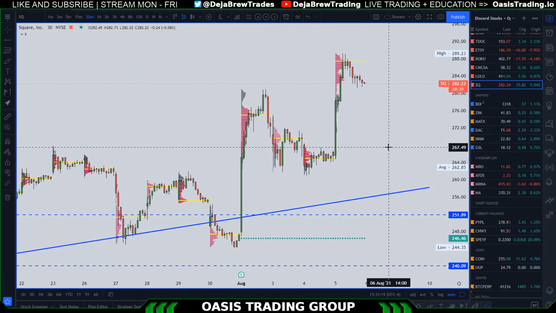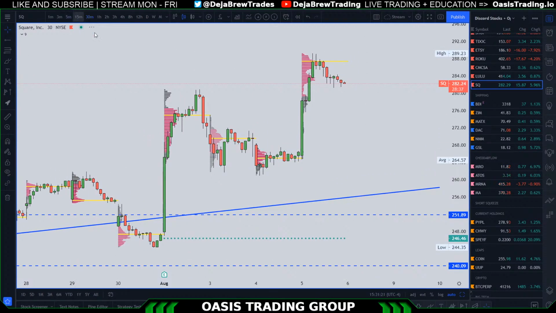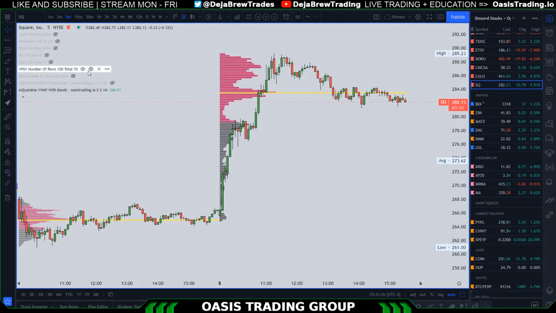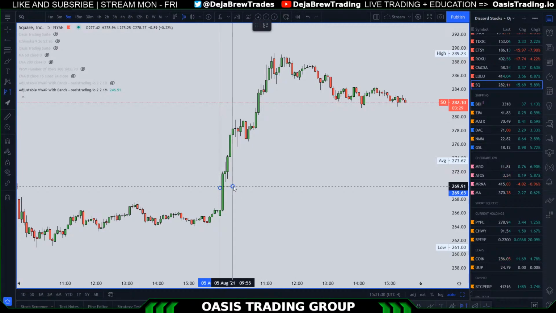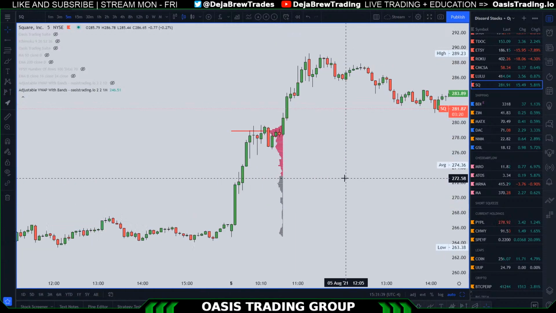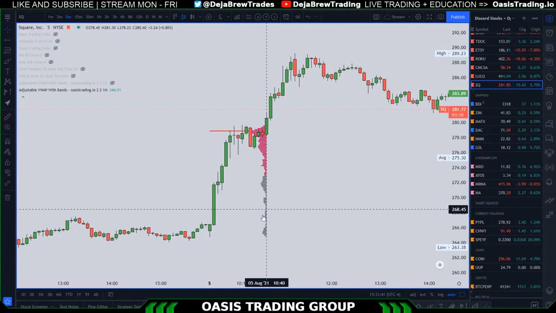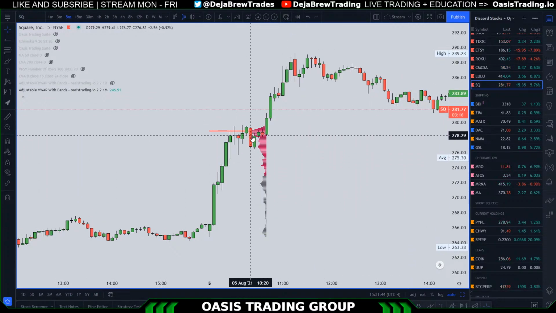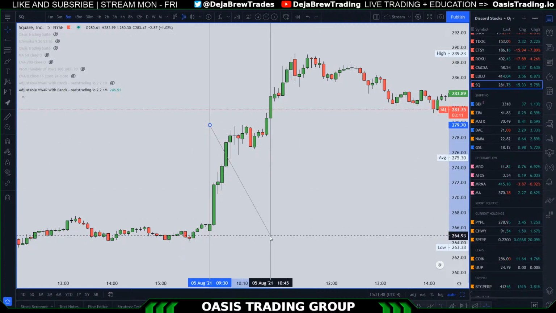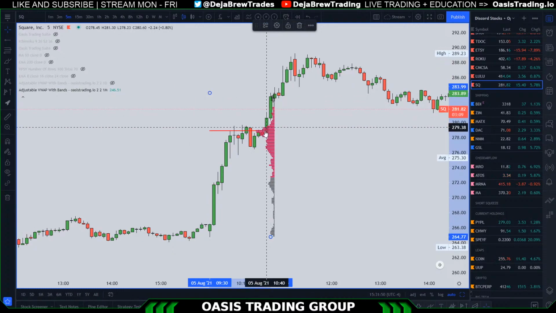A good example of building a node and pushing higher was Square today. I called this out in Discord. First I called it out because Ethereum was popping. Ethereum started to pop, Bitcoin started to pop, and then Square followed, right? So this is a good example of building a node and pushing away. It started to build a node, which is the POC, and then you just broke out of it.